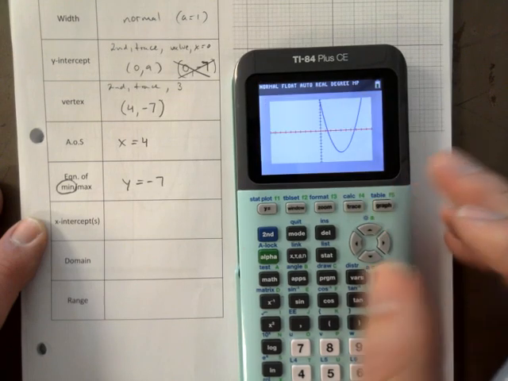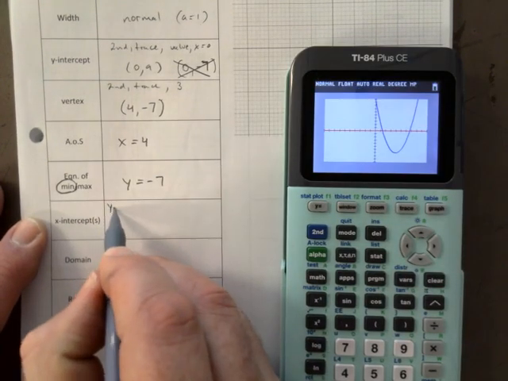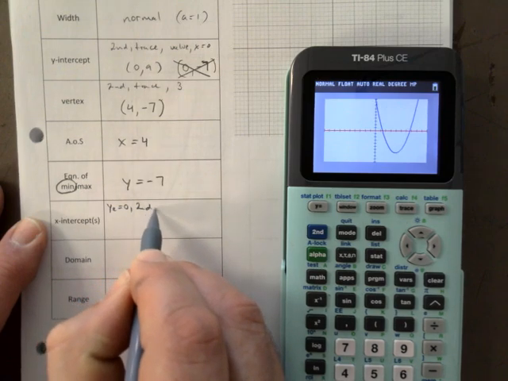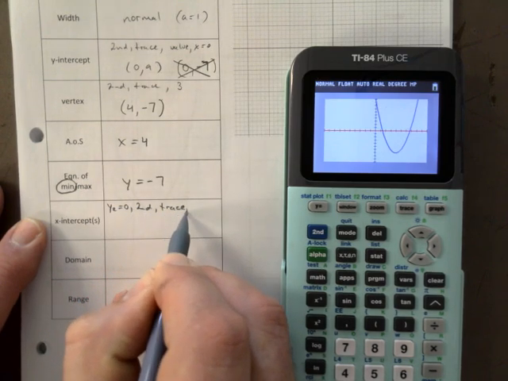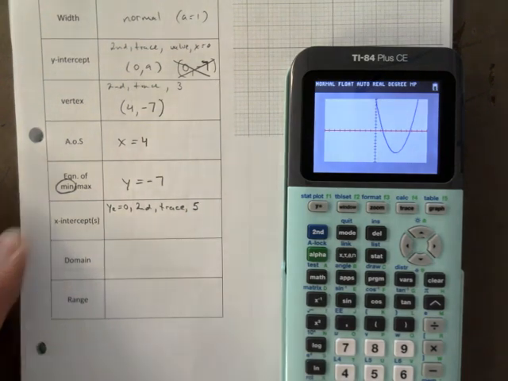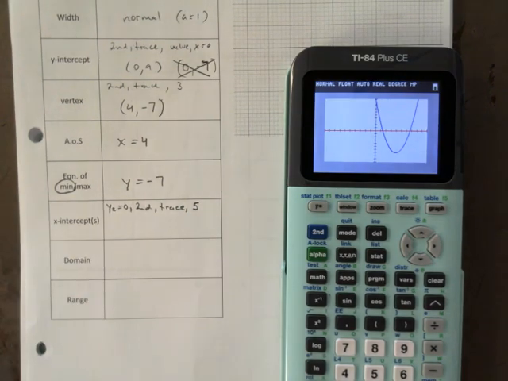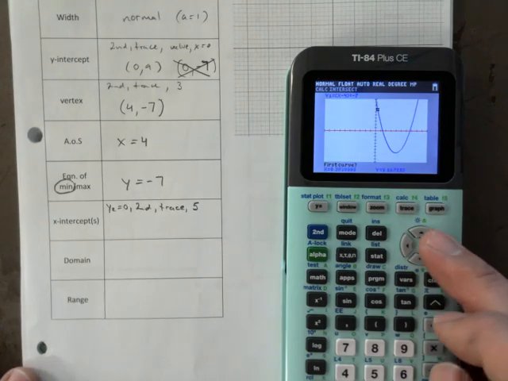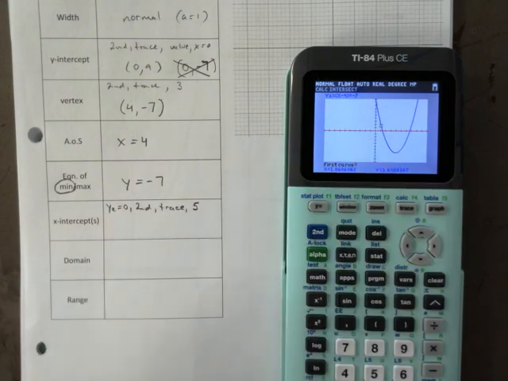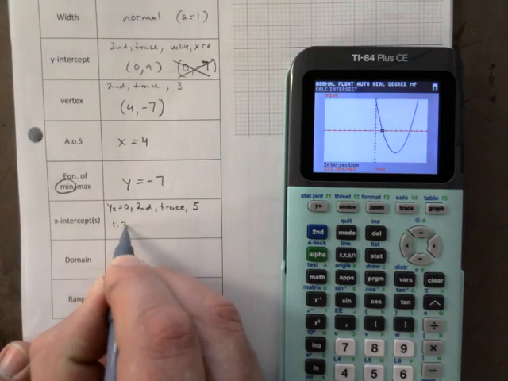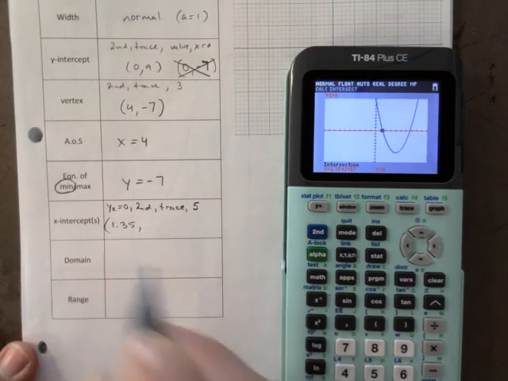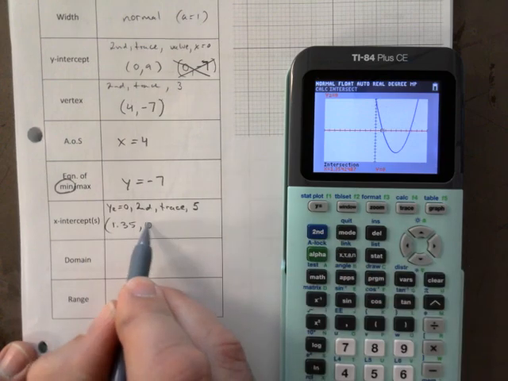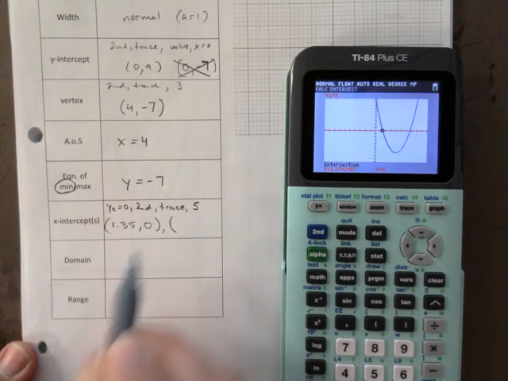Okay, so we're going to graph this. I'm going to go y2 is equal to 0. Second trace. Watch this. You can do this now if you want. Second trace 5. That's the same thing as second trace intercept. Right? So we go second trace 5. Go as close as possible to the first one. Hit enter 3 times, and that's 1.35. And then we're going to 0, right? Okay, that's one x-intercept.